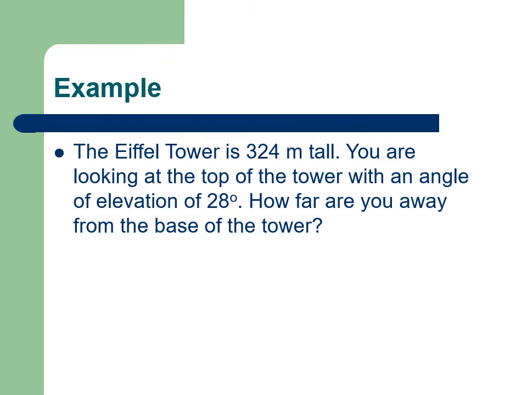So here's an example that I'm going to walk you through, and then I'm going to let you go through some on your own that I'll talk through with you. The Eiffel Tower is 324 meters tall. You're looking at the top of the tower with an angle of elevation of 28 degrees. How far are you away from the base of the tower? Now, I'm going to show you the picture that I drew, and it's a very basic triangle.